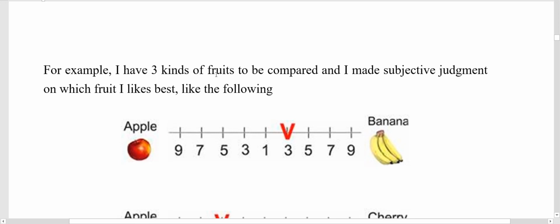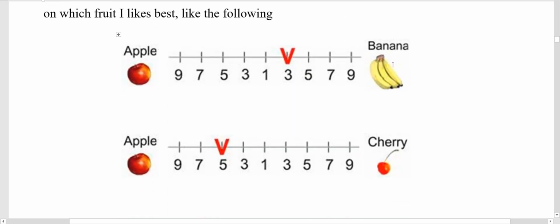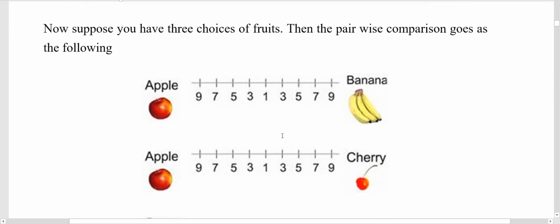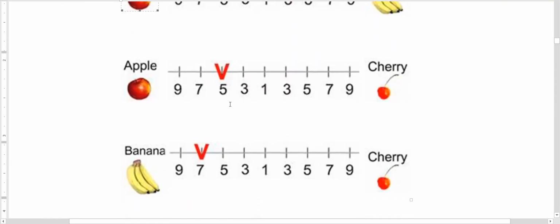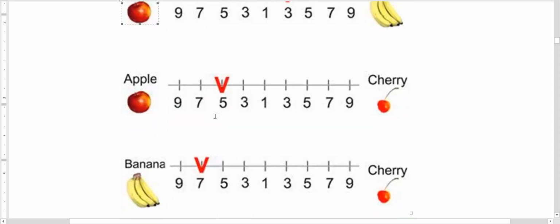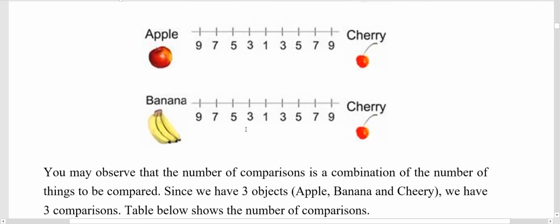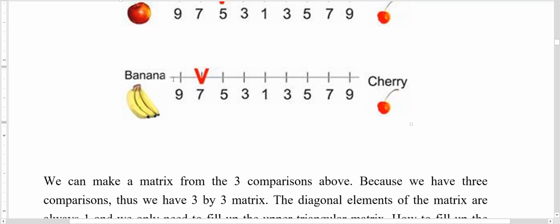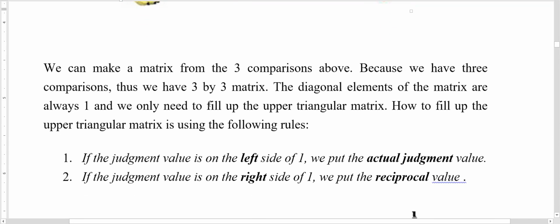For example, I have three kinds of fruits to be compared and I made a subjective judgment on which fruit I like best, like the following. For instance, I prefer bananas to apples slightly. We can say here that 3 means slightly favors. Meanwhile, I strongly favor apple to cherry, and I extremely strongly favor banana to cherries, because 7 is very strong. So we can make a matrix from the 3 comparisons above.